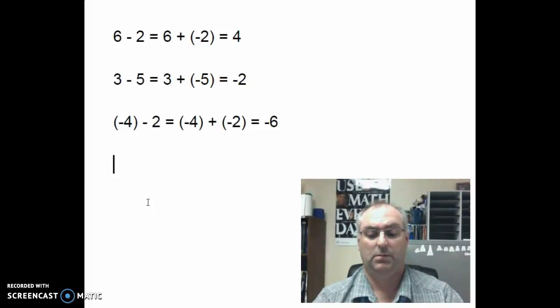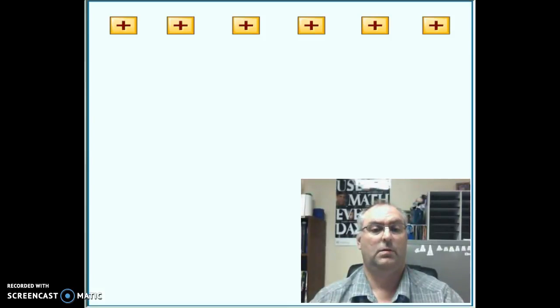Let's do a similar problem. Let's start with a positive integer, positive 6, and we're going to subtract a negative 3. Now when we look at our integer board, we're probably going to notice that we can't really take away negative 3 tiles. Let's take a look at that. So here we go. Here's our positive 6.